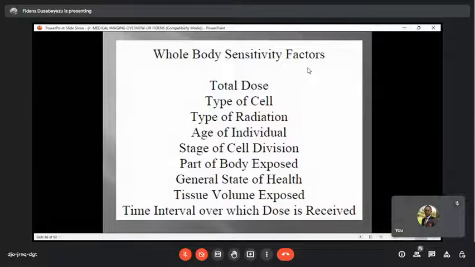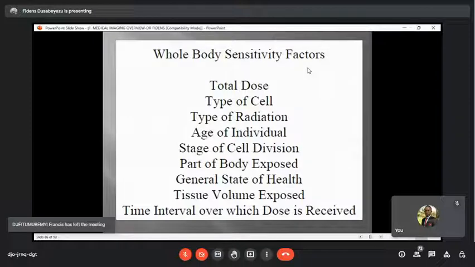Number six, part of the body exposed. I told you some organs are more sensitive than others: gonads, thyroid, even the lens in the eye. They are more sensitive than other organs. General status of health: a very sick patient is more affected than someone who is healthy. Tissue volume exposed: with a larger volume, you have more exposure than with a small part of the body. That's the reason why when we are scanning in radiology, we try to limit the volume of the body we are scanning. If it is about the breast, for example, make sure you expose only that breast. Don't expose the whole chest, imagine.